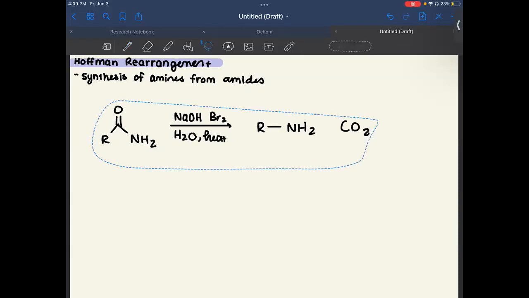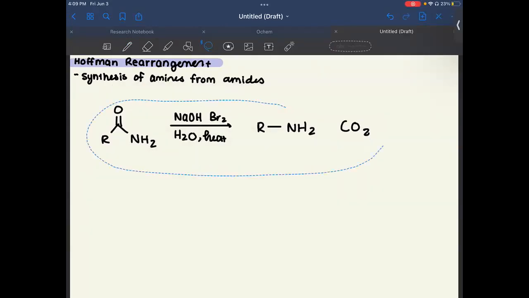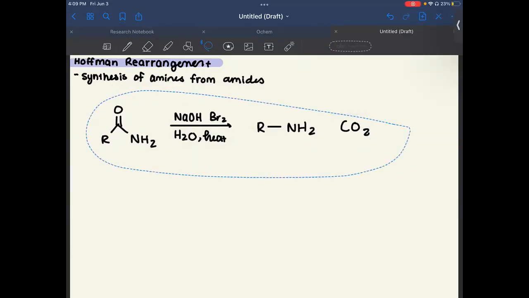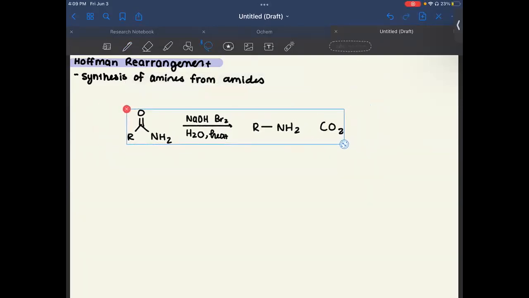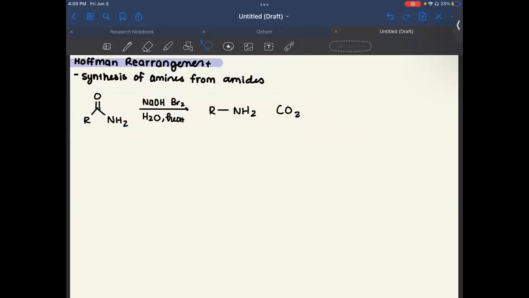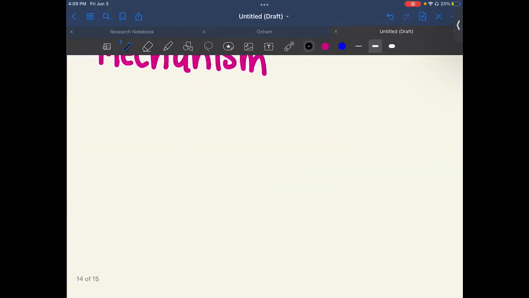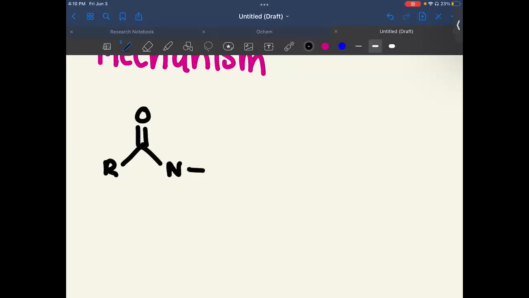And we're going to make this a little bit smaller because we're actually going to go over the mechanism, just because it's an important mechanism. Because when you first look at this, it's kind of interesting how you think you get this, but we're going to go over it. Mechanism. All right, so we start with our compound like that.